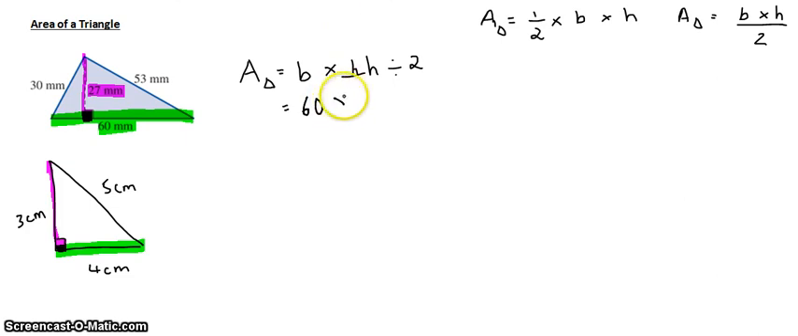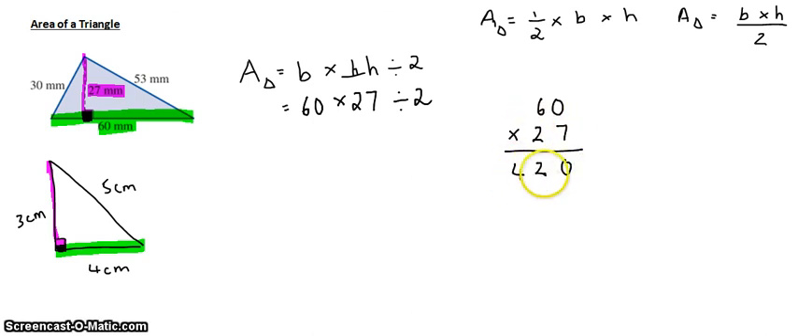Okay, so the base is 60 millimeters and the height is 27 millimeters here. And then we're going to multiply them together and then divide it by 2. So notice I still write my number sentence in. The B becomes 60, the perpendicular height becomes 27, and I still write my divided by 2. So then I work that out over here, 60 multiplied by 27, and do some working. 7 times 0 is 0, 7 times 6 is 42, put my 0 down, 2 times 0 is 0, and 2 times 6 is 12.